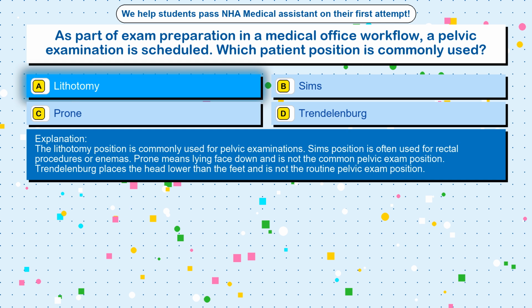Sims position is often used for rectal procedures or enemas. Prone means lying face down and is not the common pelvic exam position. Trendelenburg places the head lower than the feet and is not the routine pelvic exam position.